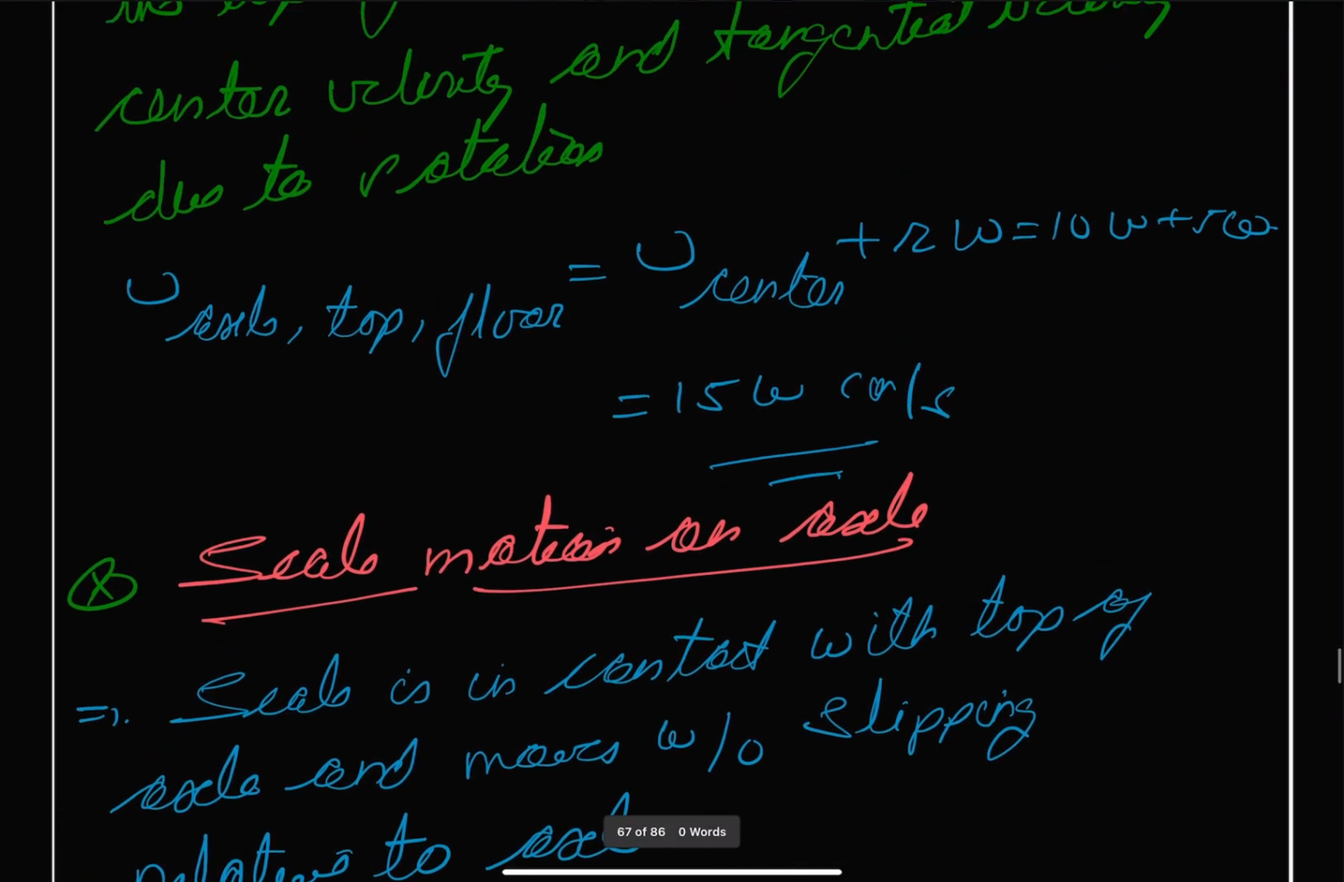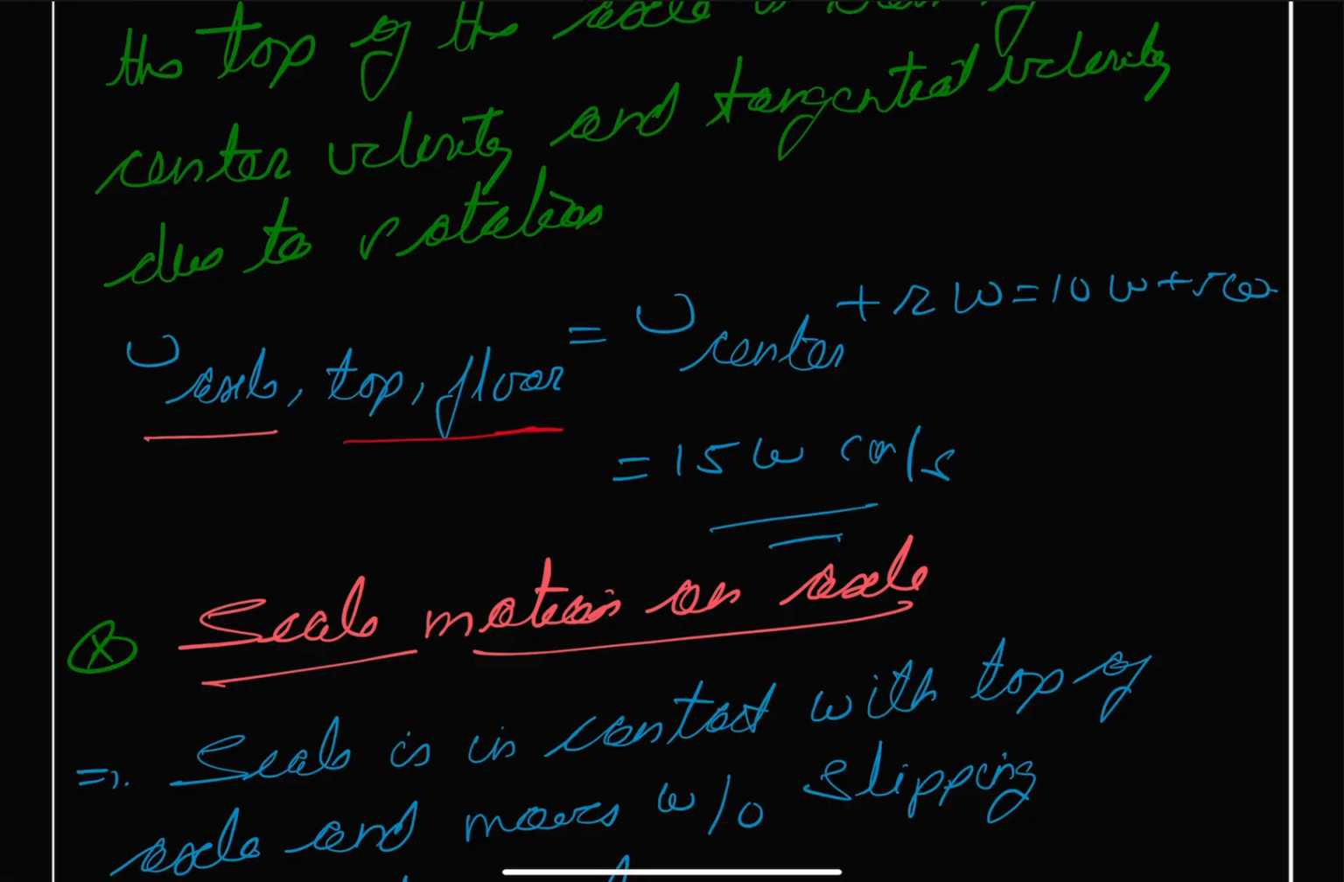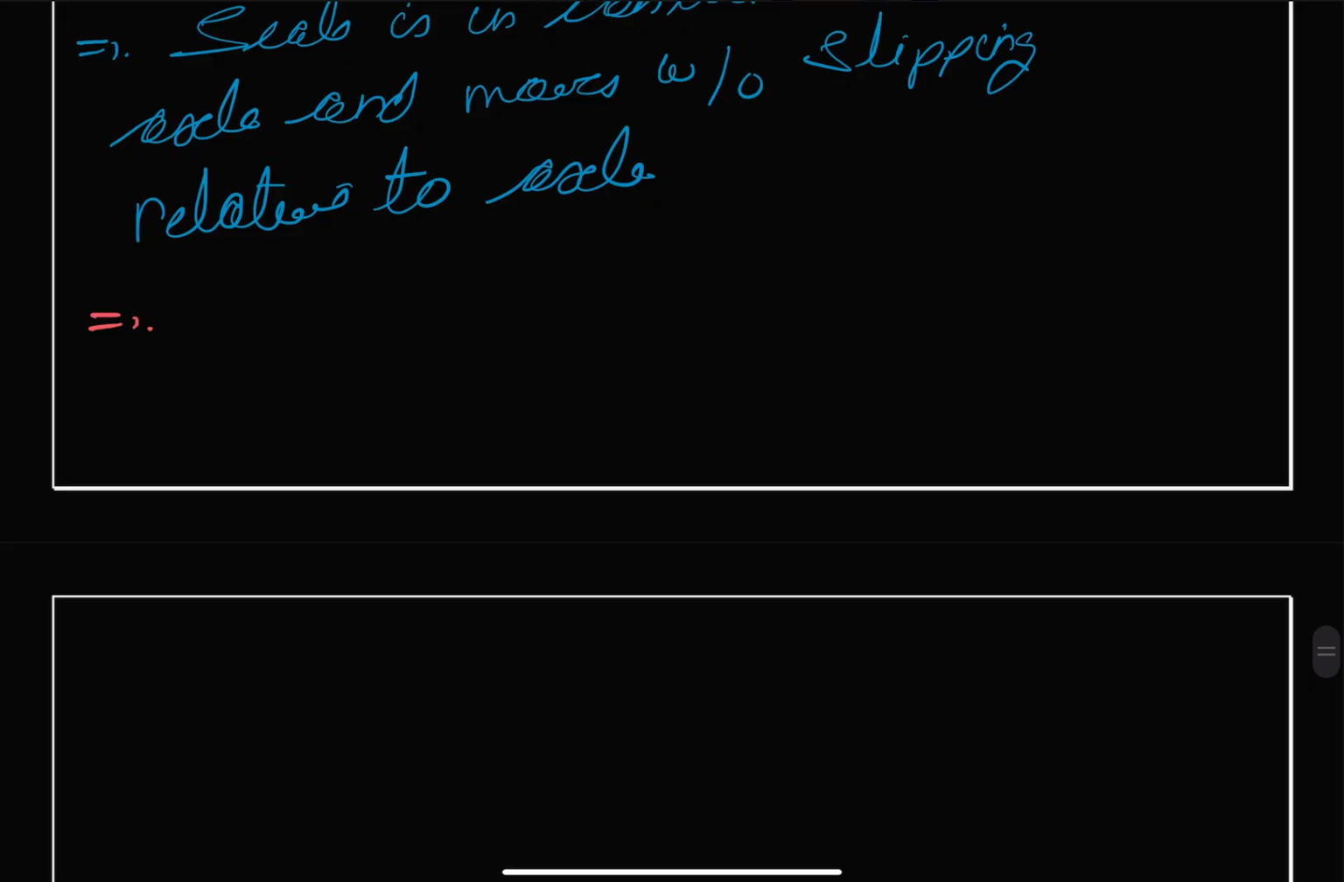Which basically means that we found out that the axle top with respect to floor is moving with the speed of 15 omega, and our scale is in contact with the axle at the top. Therefore, with respect to floor, its velocity will also be equal to 15 omega. Therefore, we can say that the velocity of scale will be also equal to 15 omega centimeter per second.